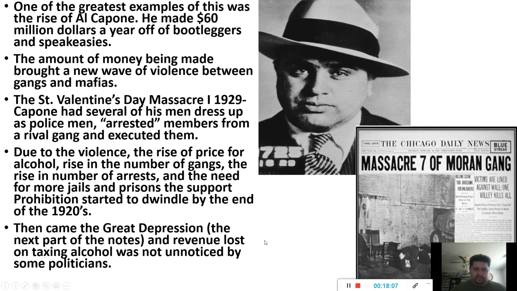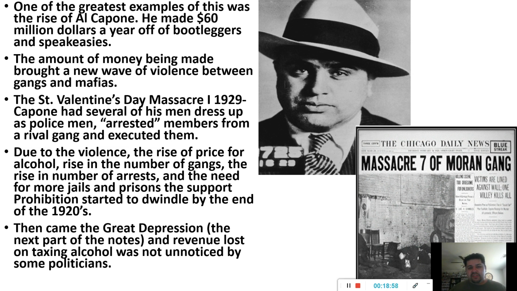All right, so one of the biggest people to come out of this time, and trust me, there were a lot of mafiosos, but one of the biggest names was a man called Alphonse Capone, or Al Capone. From what I could find, he made $60 million a year off bootlegging and speakeasies. $60 million. Now, he's in Chicago, making a bunch of money. He basically pays off the police. He's paying off people, threatening organizations, things like that.